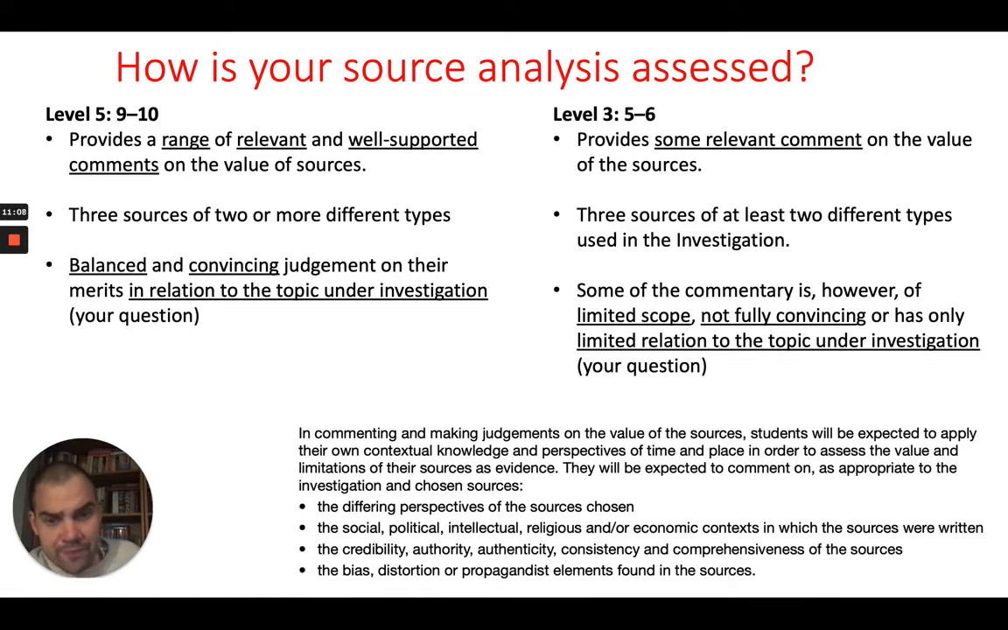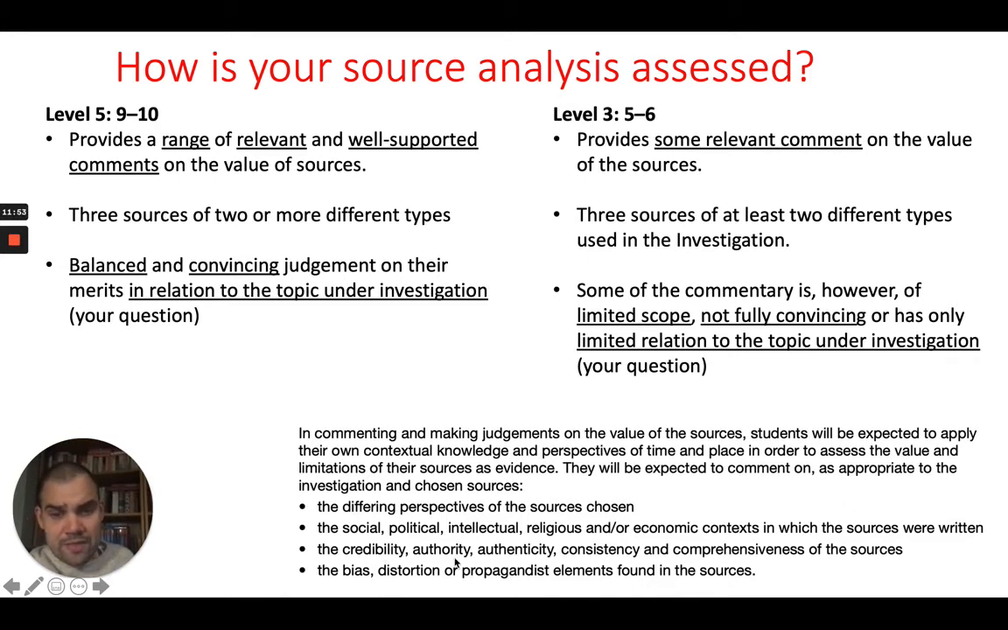But these are the kind of things that you could be analysing when you're considering the strengths and weaknesses of a particular source. So you could focus on the differing perspectives of the sources chosen. What point of view is this source promoting? That maybe contrasts with a different source you've looked at, or with a different point that you've been making. Really important, the social, political, intellectual, religious and or economic context in which the sources were written. If we're thinking about our classic nature, origin, purpose, we're thinking there about both the origin and the purpose. So when was that source produced? What was the purpose of the person making it? Why does that make it useful or not for what we're trying to find out here? Yeah, so that's all that's really getting at, the origin and the purpose of the source.